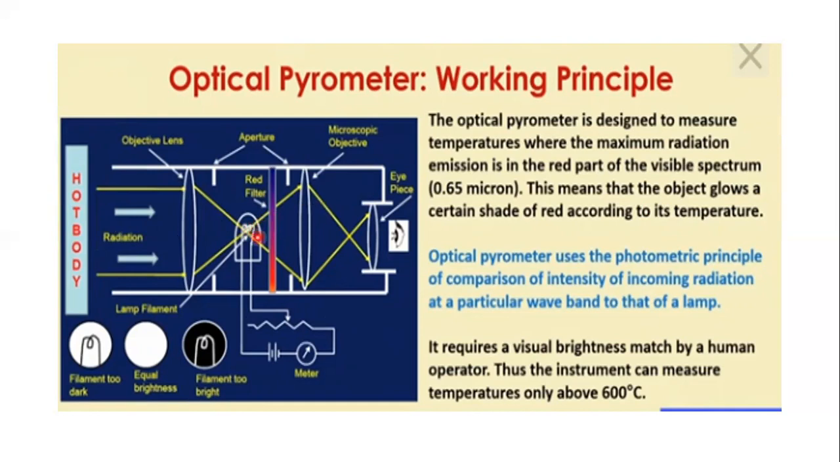Okay, so here you can see a tube. A hot body is placed at one end of the tube. This is a blackened tube, a pyrometer tube, open at one end. At this one end we are placing the hot body whose temperature is to be measured.